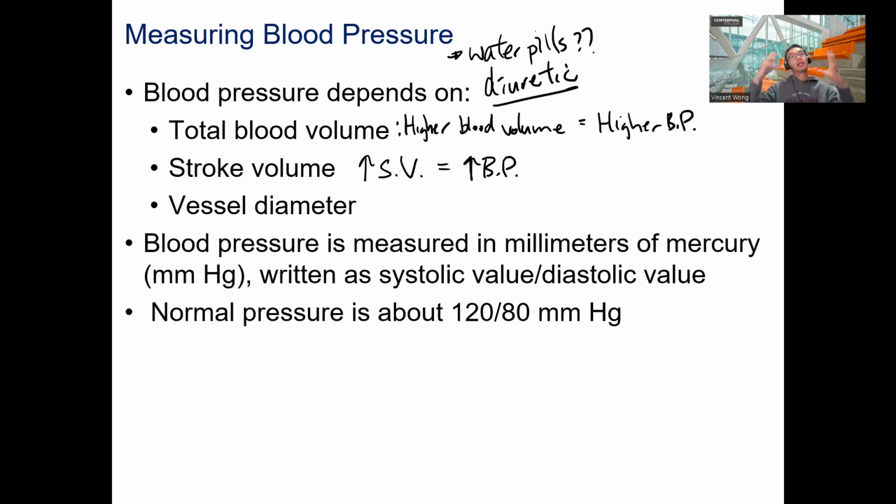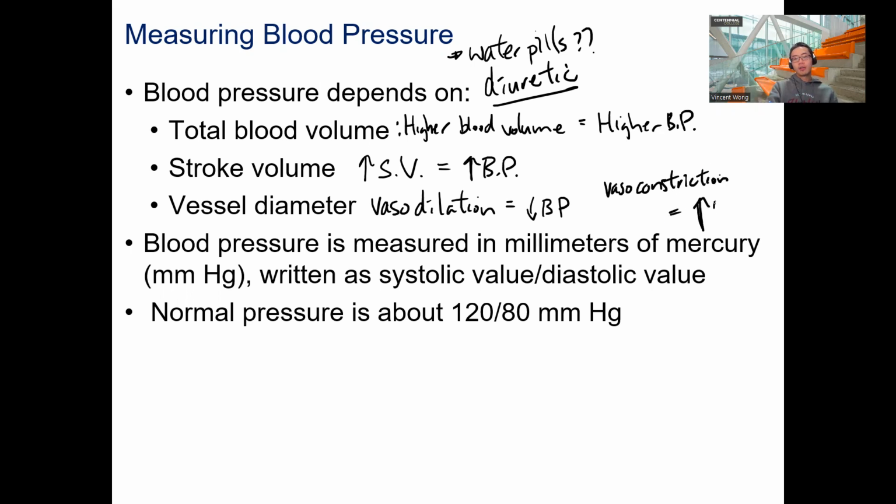Vessel diameter. Is it a big vessel? Is it a small vessel? Generally speaking, if you increase diameter, we call that vasodilation. That means a bigger blood vessel, then you will have lower blood pressure. On the other hand, if you have vasoconstriction, if you squeeze on your blood vessel, then you will have increased blood pressure.